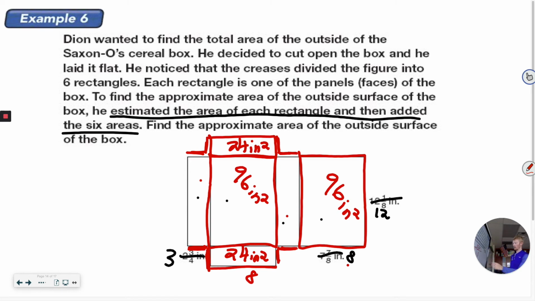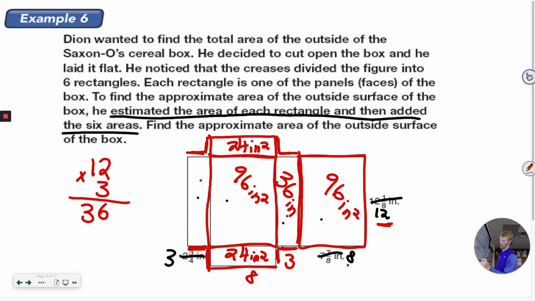All right, now I have my 2 boxes left, and I know that they're both the same size. This is a 3, and then the length here would be 12. So 3 times 12. I can do it mentally, but maybe you can't, so you'd have to draw it out. 12 times 3. 3 times 2 is 6. 3 times 1 is 3. So I know that this is 36. And I know that this is 36.